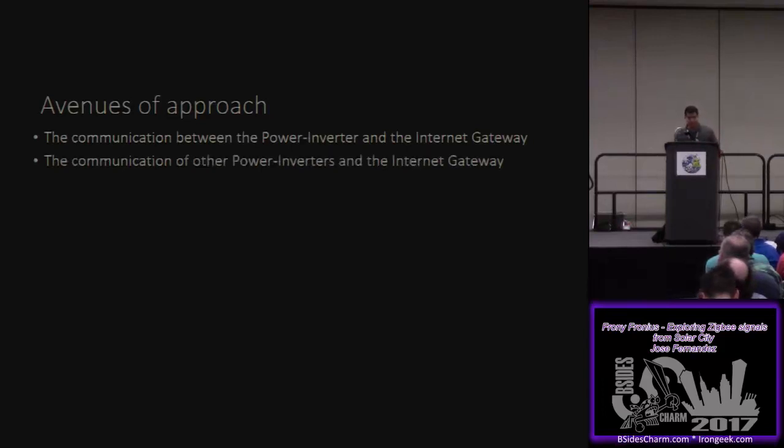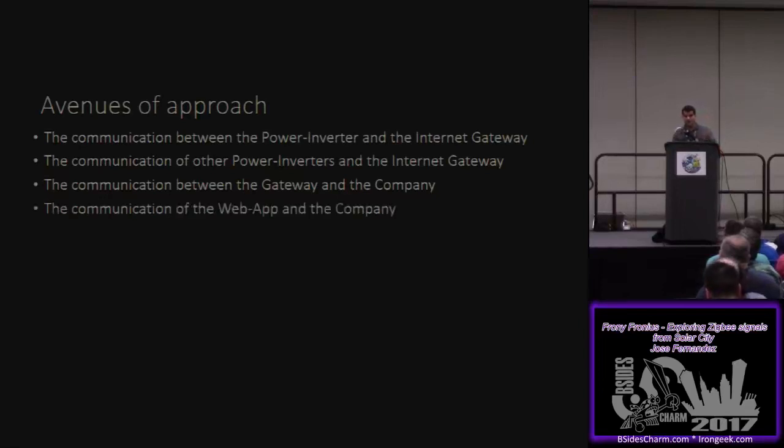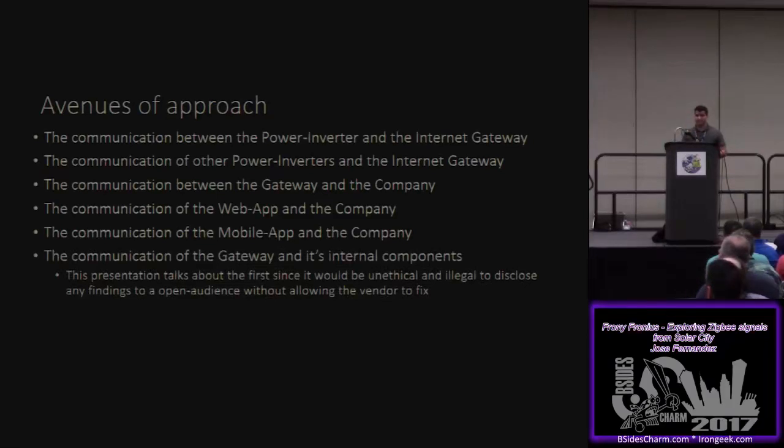There are multiple avenues of approach to understanding how the vendor actually ties all these devices and communications together. So there's the communication between the power inverter and the internet gateway, the communication of other power inverters and internet gateways, and by that I mean the ones that you may or may not own. The communication between the internet gateway and the company. The communication of a web app that they have in order for you to communicate with the company, and then you can see how much power you're producing and things of that nature. They have a mobile app, so that's a whole different avenue of approach. How does the mobile app communicate and tie into all this?